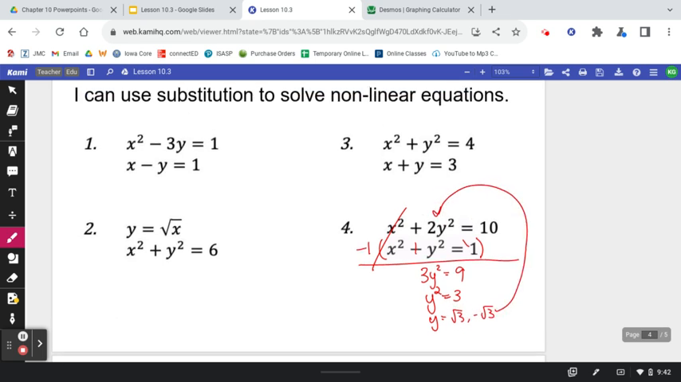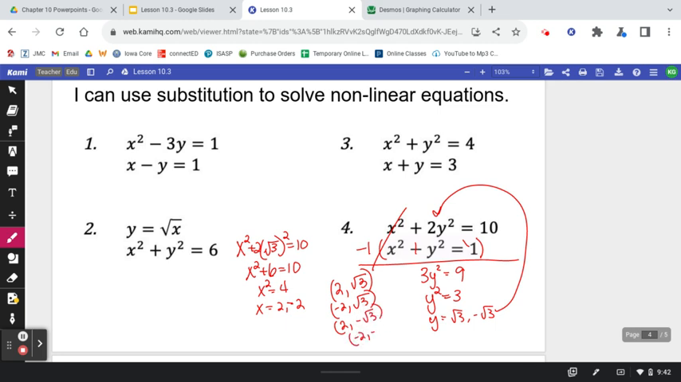Put those back up in for y. x squared plus 2 times the square root of 3 squared equals 10. So x squared plus 6 equals 10. x squared equals 4. And x equals 2 and negative 2. And once again, since I've gotten 2 solutions when I put in my 1 y, I know that there's going to be 4 total combinations. I'm making sure I'm putting the x where it belongs and the y where it belongs in these coordinates.